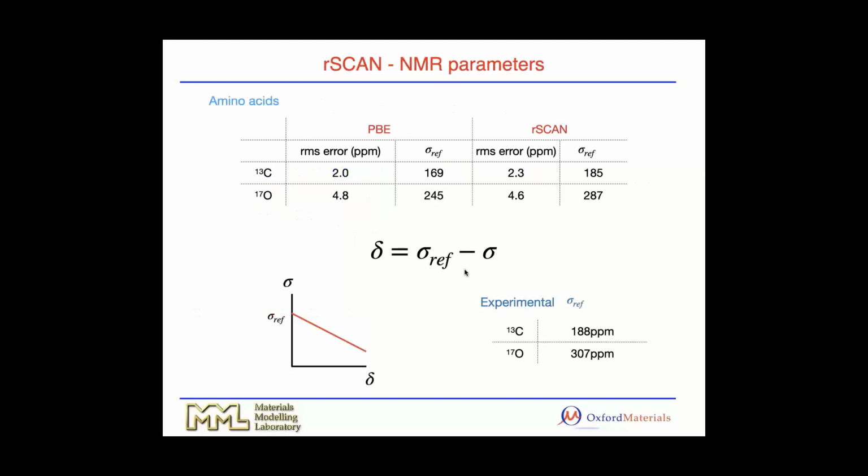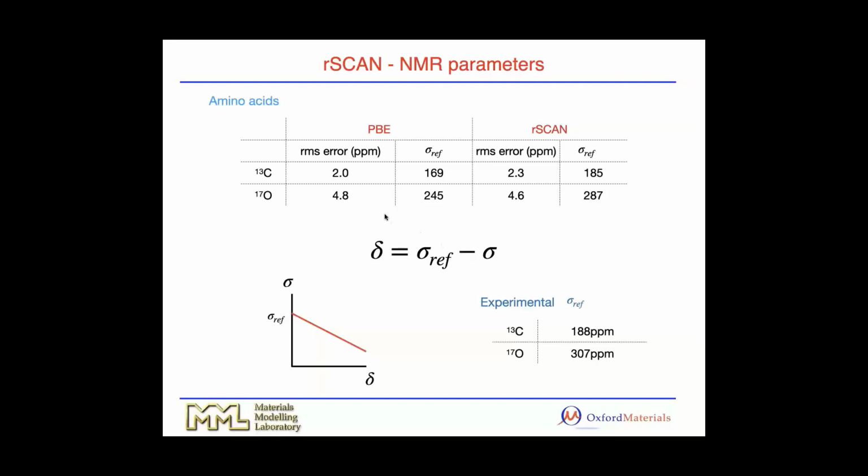Right, so what does that mean for NMR parameters? Should you be thinking about using rSCAN? And I think you might. Just to say, in comparison, delta is what you're going to measure in an experiment. Sigma is what you measure in the calculations, the shielding, and they're related to each other by this trivial straight line relationship. Okay, so there's the reference shielding, and there's a gradient of -1.